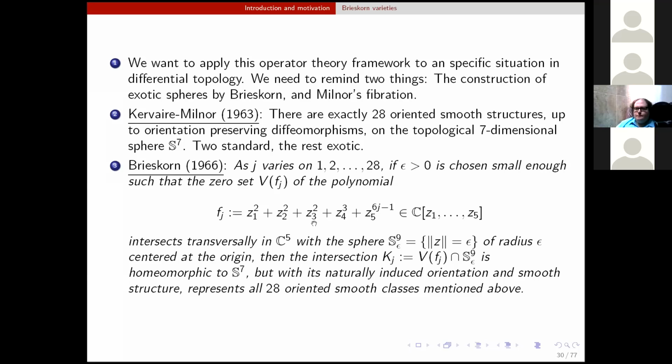So this is an algebraic geometry way, right? To construct the exotic sphere, you go and intersect the zero variety defined by a polynomial with the boundary of a small ball around the origin.